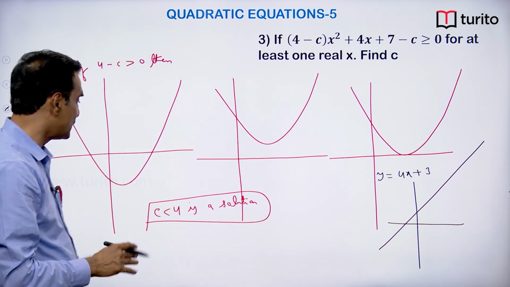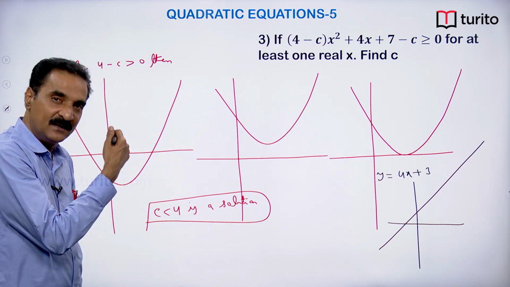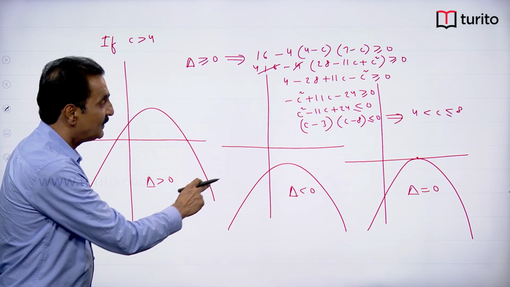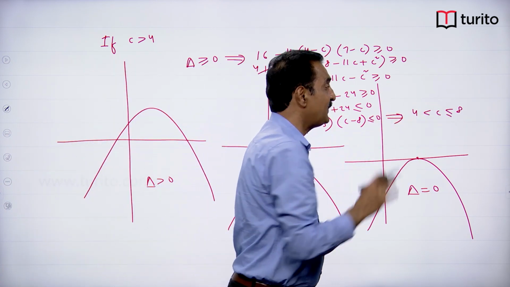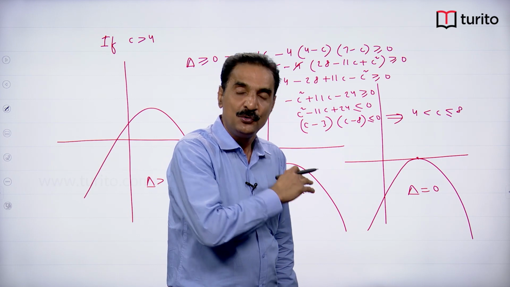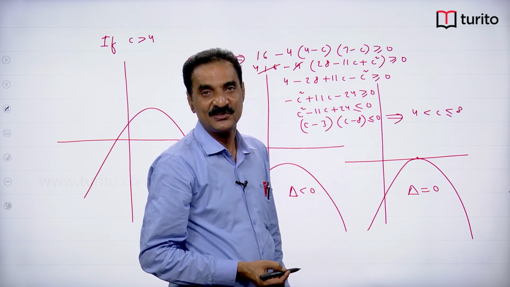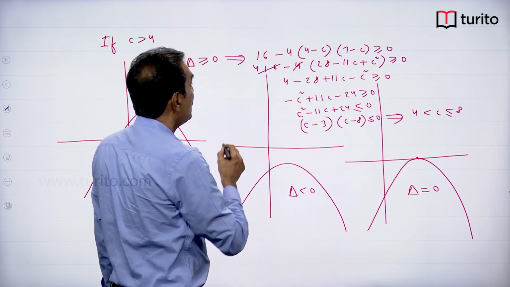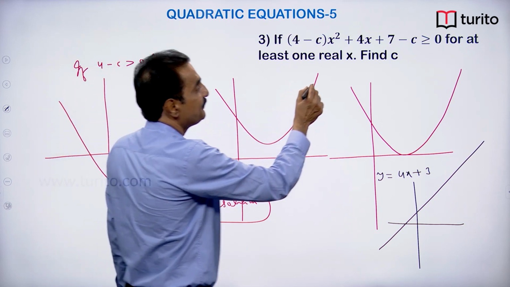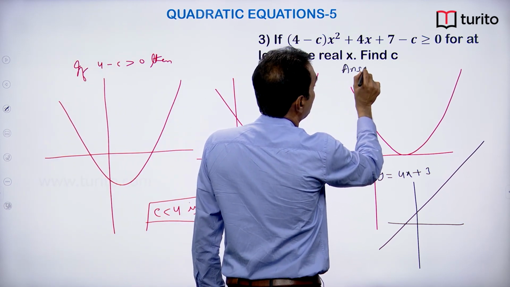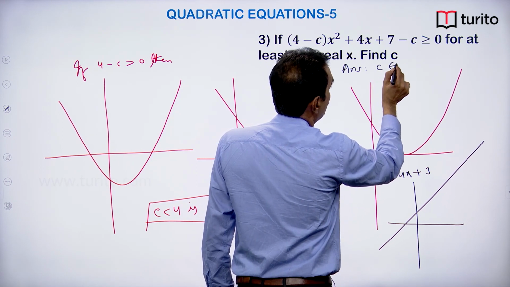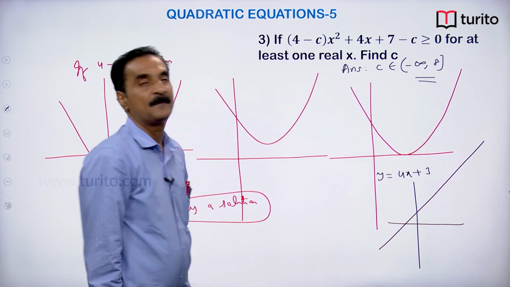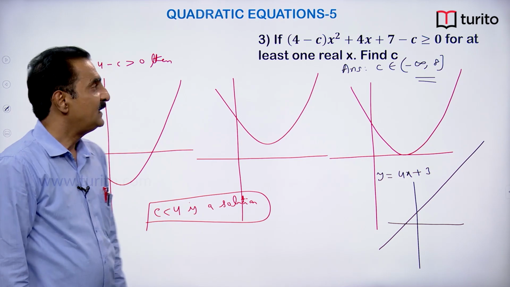So, finally what is our answer? All values less than 4, and c equal to 4 is also allowed, and all values lying between 4 and 8. So, the union of all these solutions will be minus infinity to 8. So, finally the answer to the previous question is c belongs to minus infinity to 8, including 8. Okay. Next question.